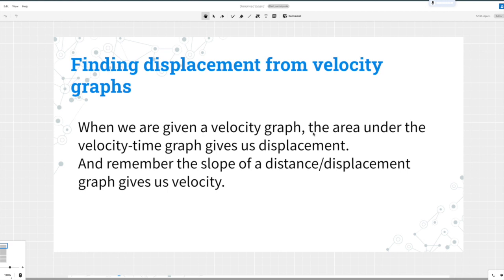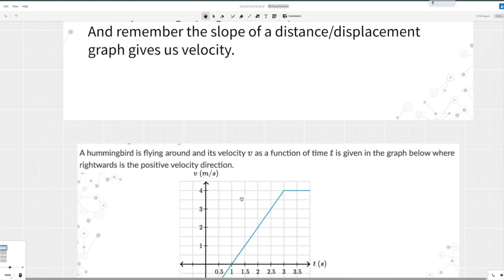Last video, we were given the displacement graph and we had to find the velocity, which is we had to use the slope. But now we're given the velocity graph, and we have to find the displacement. It'll make more sense once I do an example. We're going to be looking at the area underneath the curve.